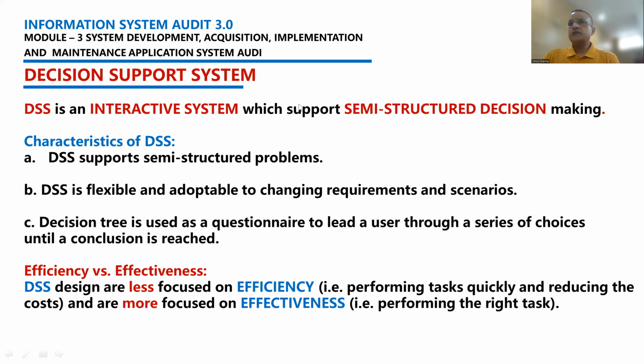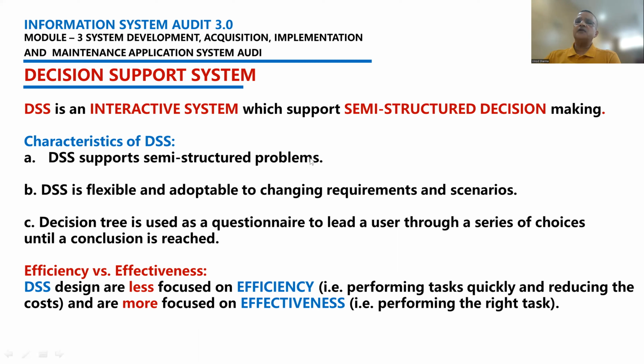Why do we need a decision support system? Because if it is a structured decision, you know the steps to be followed. But if it is a semi-structured decision, then you require interaction. You take the assistance of a system to guide you in the process of making the decision. Now, what are the characteristics of DSS, and what limitations does it impose? DSS supports a semi-structured problem.